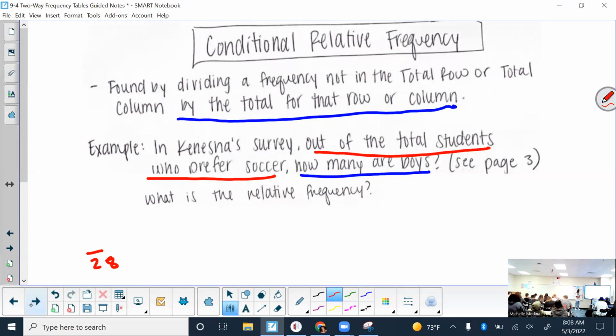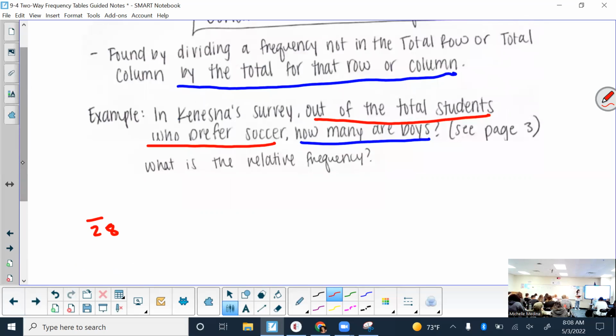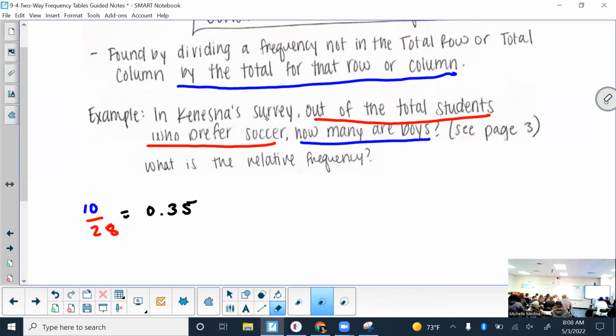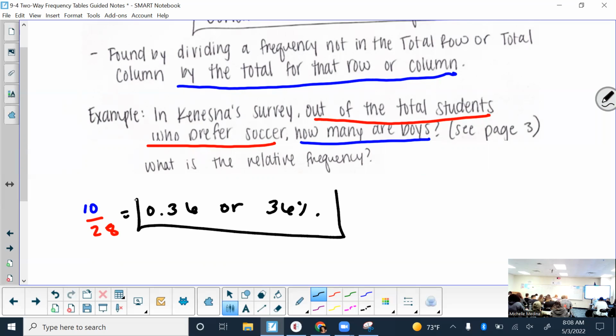So go back. So it's 10 divided by 28. So this one's where it's not divided by the grand total. You just have to read it carefully. What's 10 divided by 28? 0.35. Let me double check that. I got 0.36. So round it to the hundredth place, it's 0.36, or what is it as a percent? 36%. Does that make sense?